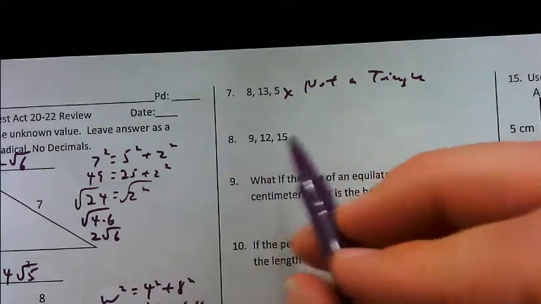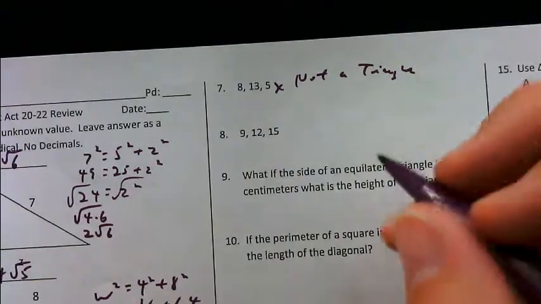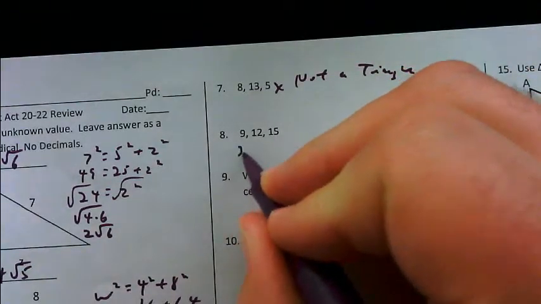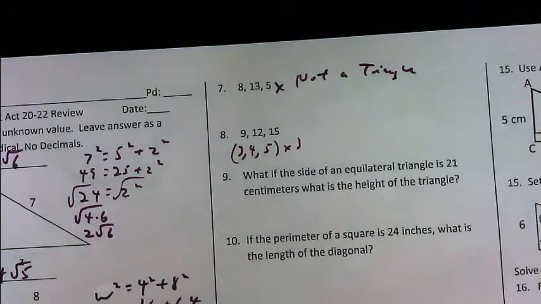All right. 9, 12, and 15. Wait a minute. Does anybody recognize those? Yeah. It was a triple. That's our 3, 4, 5, all multiplied by 3, right?